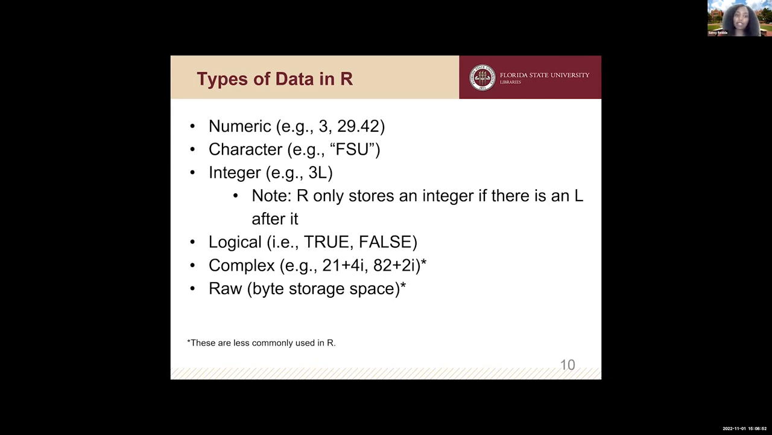Another type is complex data, and this just deals with imaginary numbers. And the final type is raw data. Raw and complex data are both pretty rare. You probably won't be working with them very often, so we're not really going to go over them in an introductory course, but we wanted to let you know that they exist.